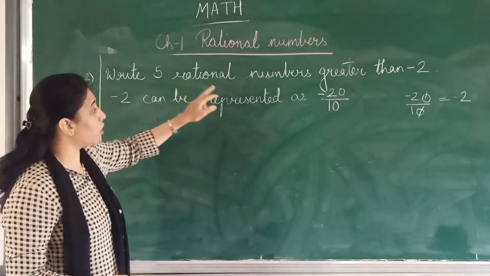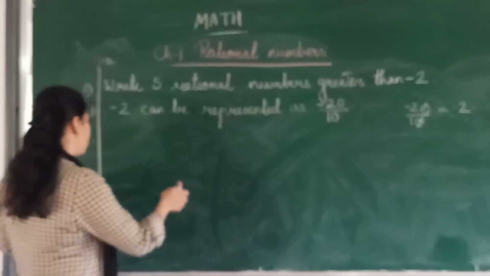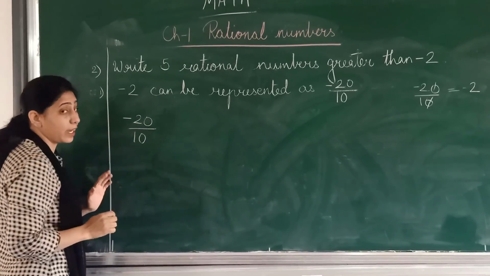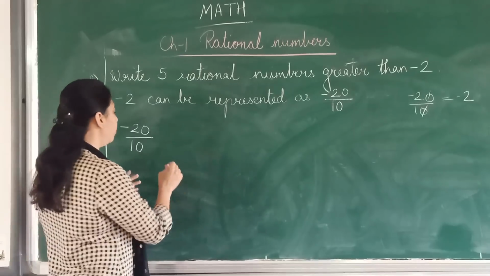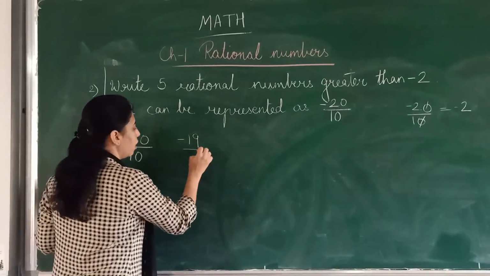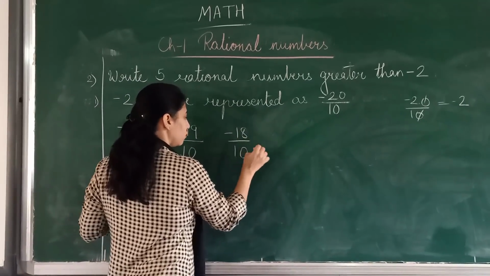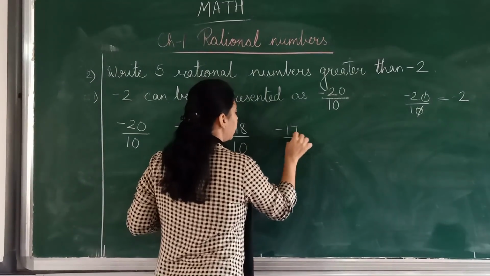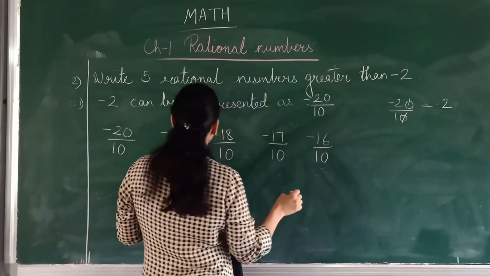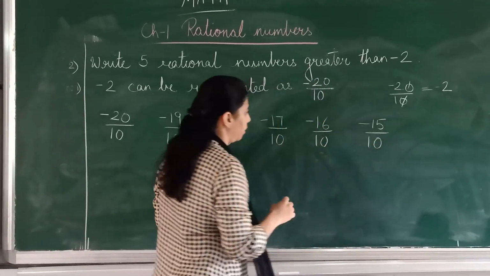Now I have to list 5 rational numbers greater than minus 20 upon 10. So how am I going to do that now? Minus 20 upon 10, it is a negative rational number. So be careful. After minus 20 will be minus 19. After minus 19 will be minus 18. After minus 18 will be minus 17. Minus 16. Minus 15 upon 10.